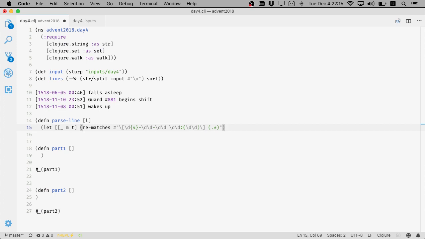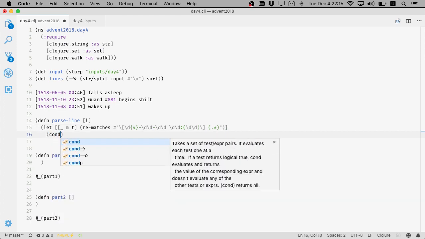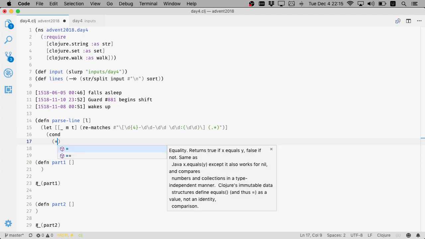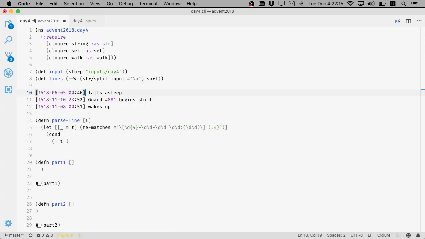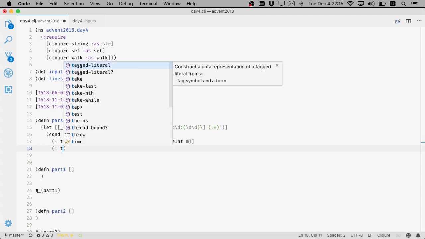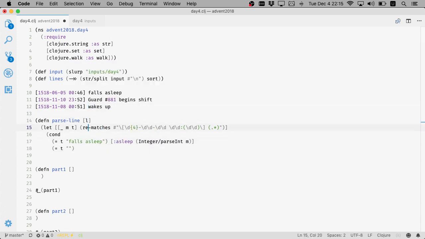Okay, so how are we going to return? If text is equal to falls asleep, we return minute, right? If text equals wakes up, we return wake up.